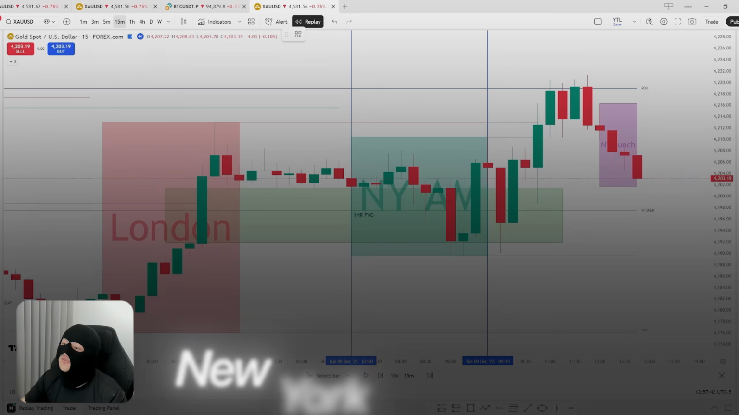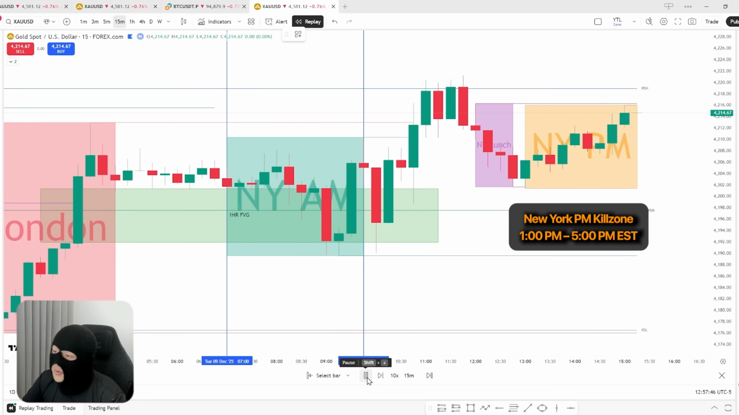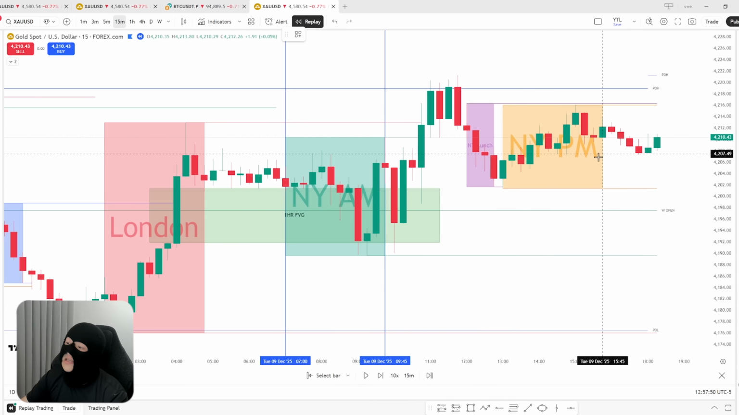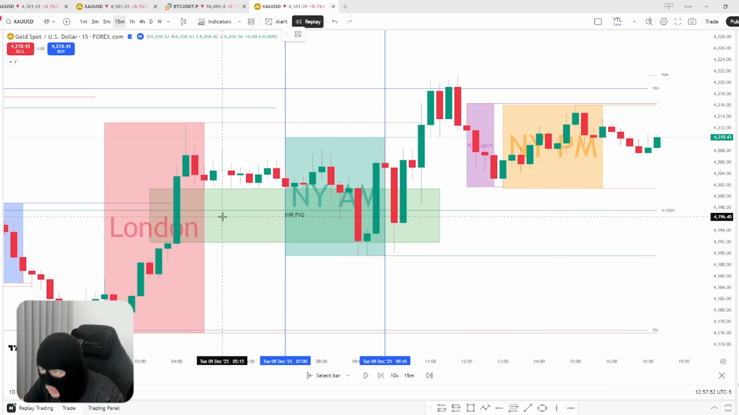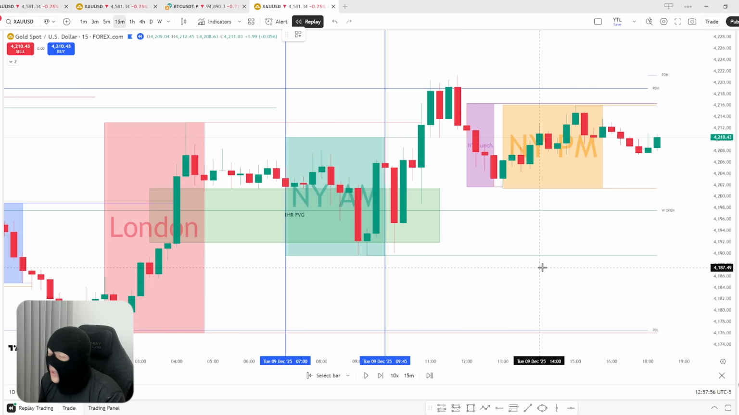Last but not least, we have the New York PM kill zone. This happens from 1 p.m. to 5 p.m. EST. I'm going to be completely honest here. I don't usually trade this kill zone. This is because it is way too late for me in the day and it's unsustainable for my sleep schedule. I am not going to sacrifice the sharpness that I need for the next day's execution on a potential trade at 2 a.m. in the middle of the night for me.